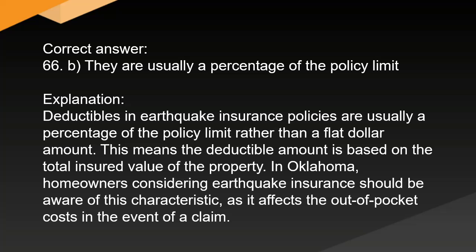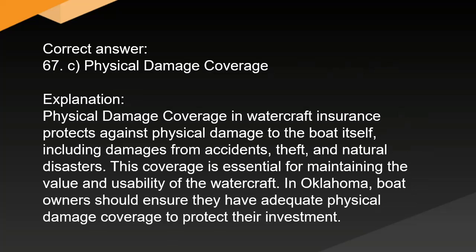Correct answer. B. They are usually a percentage of the policy limit. Explanation. Deductibles in earthquake insurance policies are usually a percentage of the policy limit rather than a flat dollar amount. This means the deductible amount is based on the total insured value of the property. In Oklahoma, homeowners considering earthquake insurance should be aware of this characteristic as it affects the out-of-pocket costs in the event of a claim.